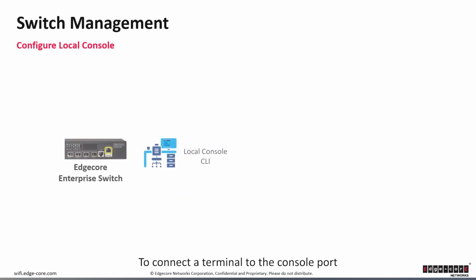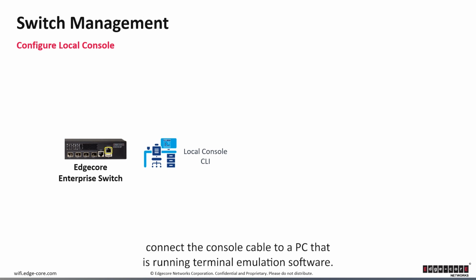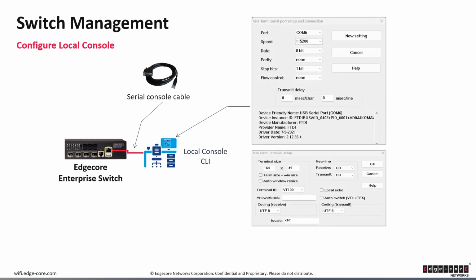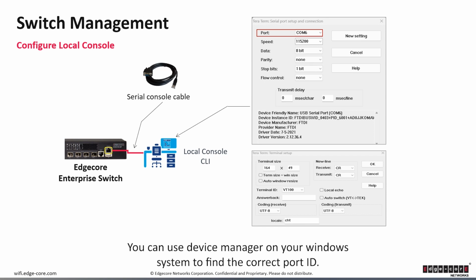To connect a terminal to the console port, we need to complete the following steps. First, connect the console cable to a PC that is running terminal emulation software. Here, we use TeraTerm. Second, make sure the terminal emulation software is set as follows. 1. Select the appropriate serial port, for example, a COM port, in our example COM6. You can use Device Manager on your Windows system to find the correct port ID.